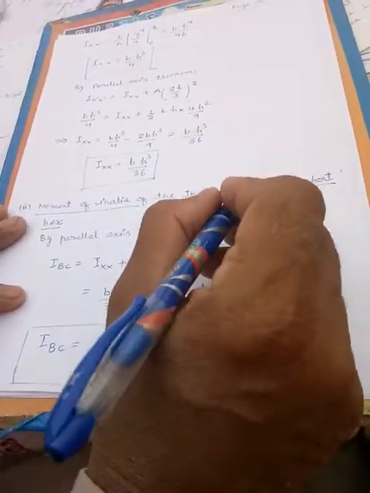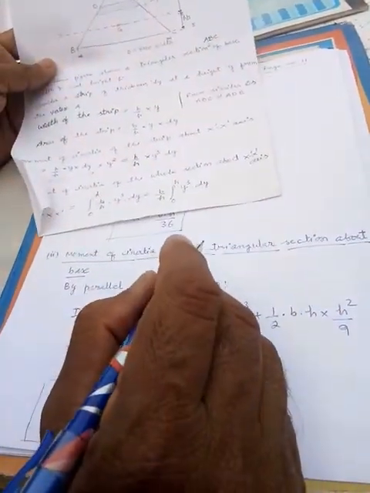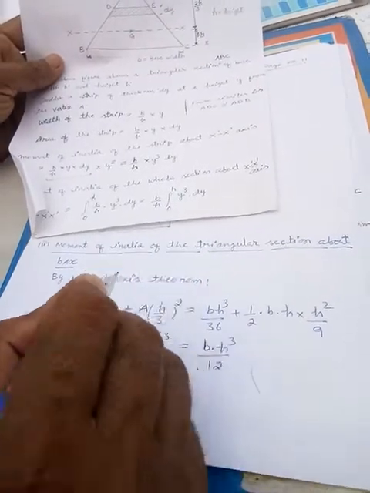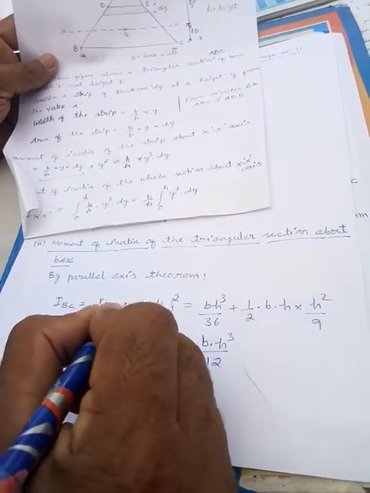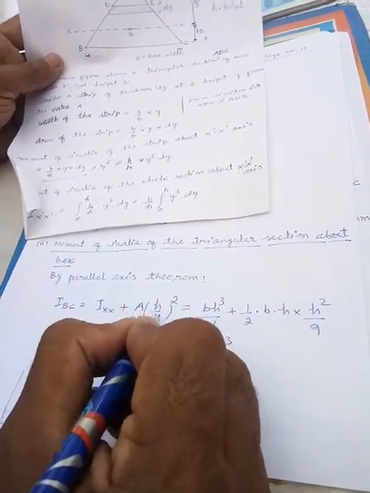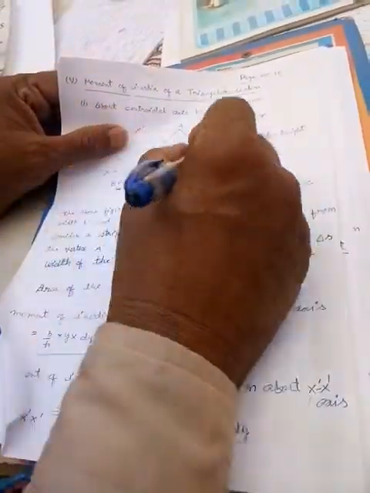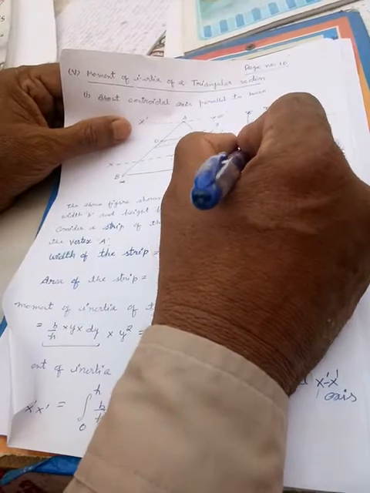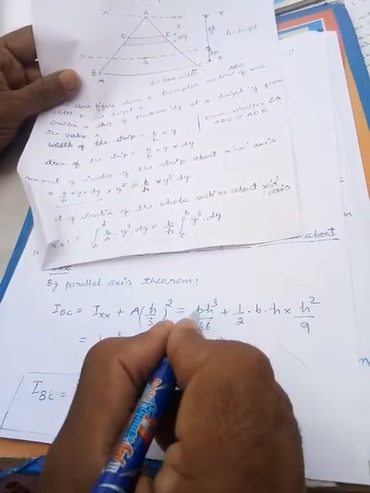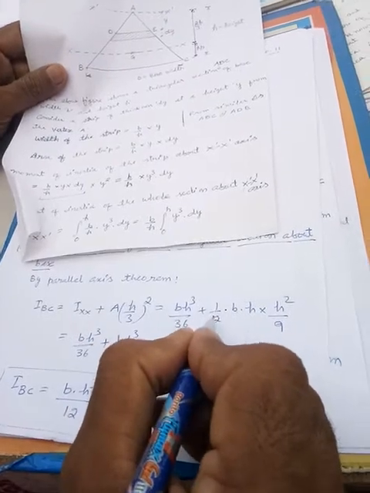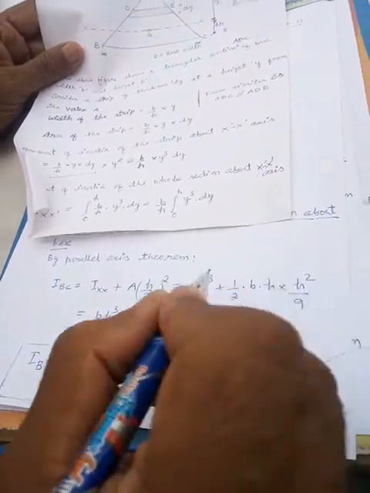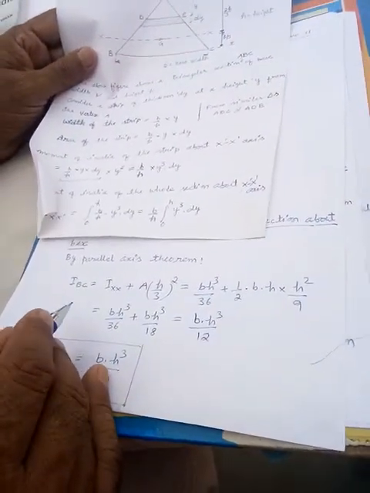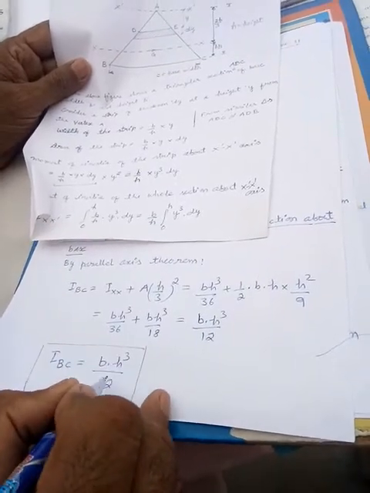Then the moment of inertia of the triangular section about the base. About the base BC, this is again obtained by the parallel axis theorem. Applying the parallel axis theorem, the moment of inertia about the base is equal to the moment of inertia about the centroidal axis plus the product of the area and the square of the distance between the two axes. Here the distance between the centroidal axis and the base is h upon 3. So bh cube upon 36 plus the area of the triangle, half into base into height, times the square of the distance, h square upon 9. Simplifying this, we get the moment of inertia about the base BC equal to bh cube upon 12.